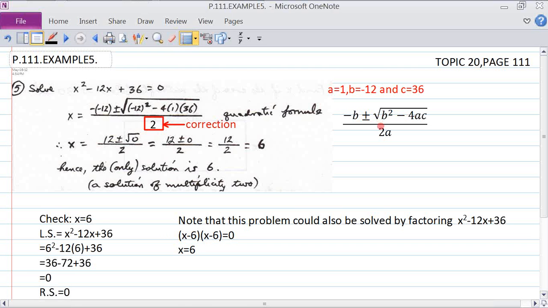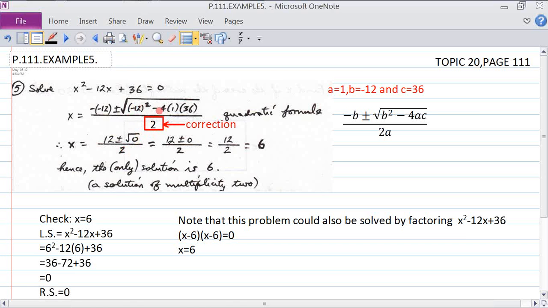So we put that into the equation. We get minus 12 plus or minus the square root of B squared, which is minus 12 squared, minus 4 times 1 times 36. A is 1 and C is 36. Now, there's a number 2 missing here from the manual. So put as a correction, put the number 2 here. It does appear over here, but it's somehow missing here.